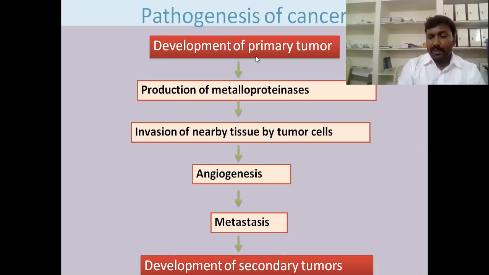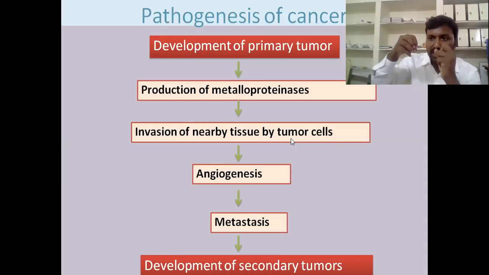After development of a primary tumor, there is production of metalloproteinase. The primary tumor produces the metalloproteinase enzyme. Because of that enzyme, the organ's normal cells break and the protein of the organ is lysed. Proteinases lyse our protein. Then there is invasion of nearby tissue by tumor cells.